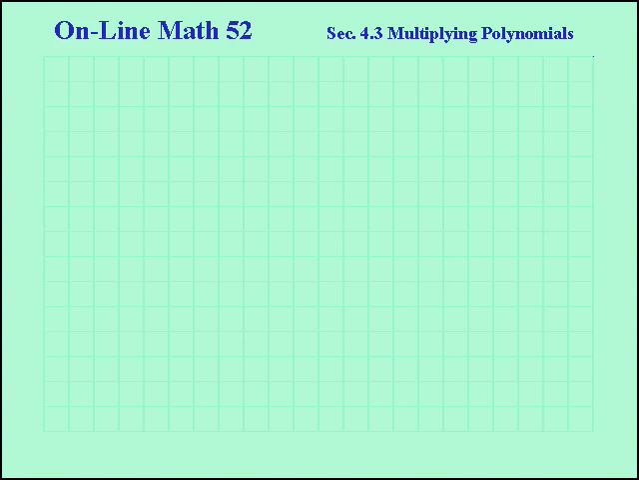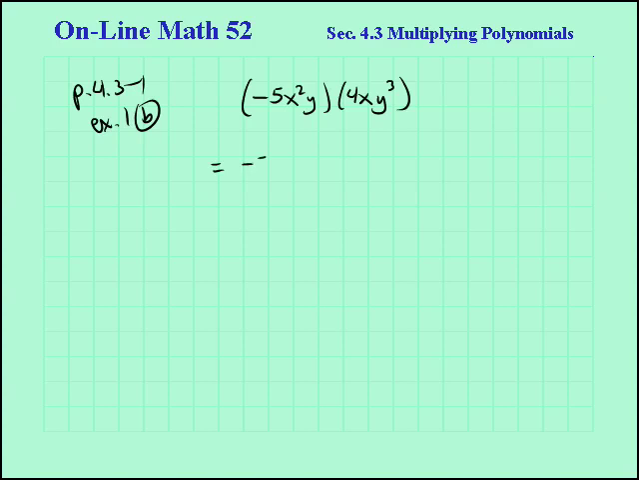We'll start on page 4.3-1 with example 1b, which asks us to multiply. We're going to multiply negative, and I'll put this in parentheses because it represents one term, negative 5x squared y times 4x y cubed. And if we think about this, everything is being multiplied here. We have the negative 5 being multiplied to the x squared, which is being multiplied to the y, which is being multiplied then to the 4, and times the x, and times the y cubed.